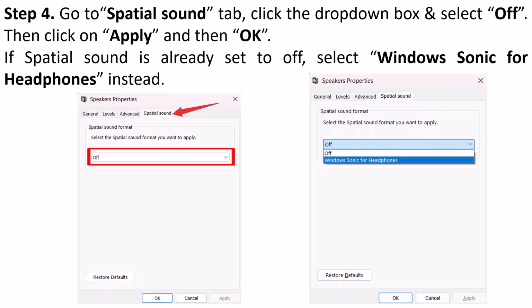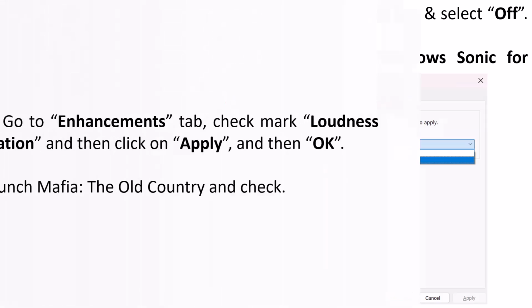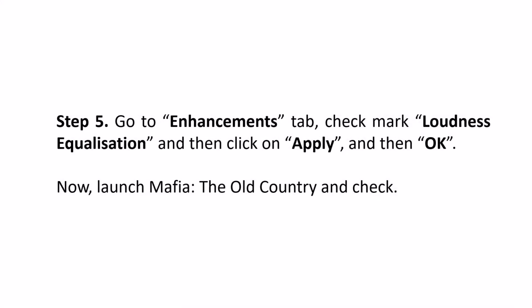Then go to Spatial Sound tab, click the drop down box and select Off. Then click on Apply and then OK. If Spatial Sound is already set to off, then select Windows Sonic for headphones instead. Then go to Enhancement tab, check mark Loudness Equalization and then click on Apply and then OK. Now launch Mafia The Old Country game and check.